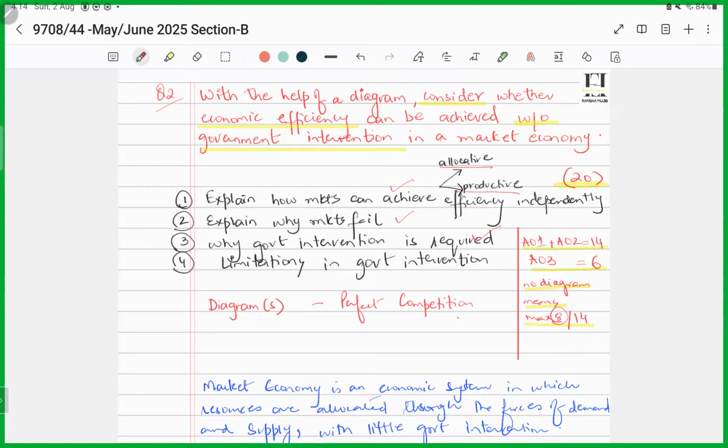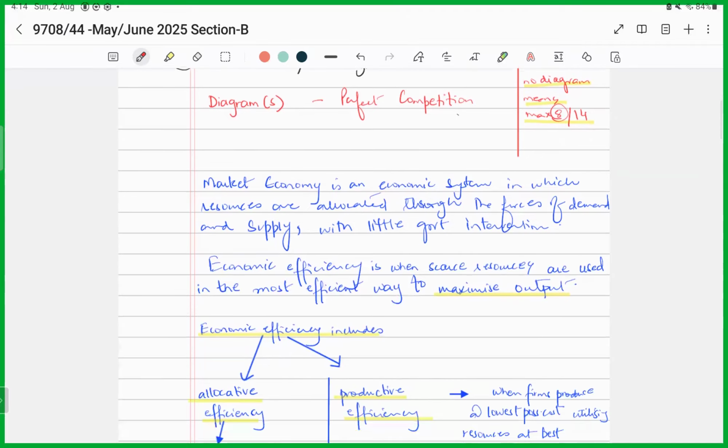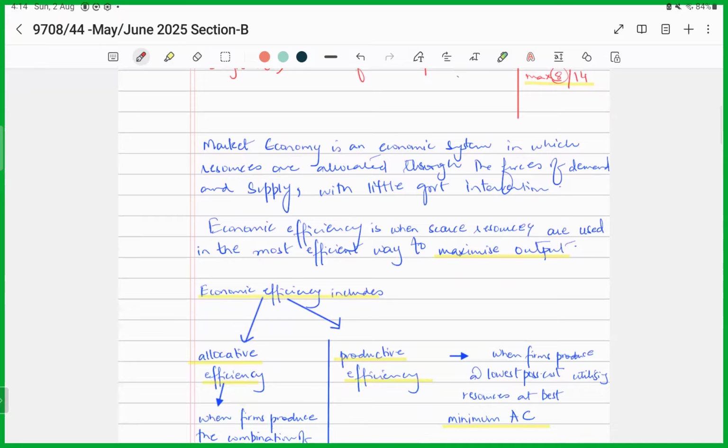Now, first, let's look at how to structure your response. First, we'll talk about what a market economy is. Briefly, you can say a market economy is an economic system in which resources are allocated through the forces of demand and supply with little or no government intervention. Economic efficiency is when the scarce resources are used in the most efficient way in order to maximize output. Economic efficiency comprises two things: allocative efficiency and productive efficiency.